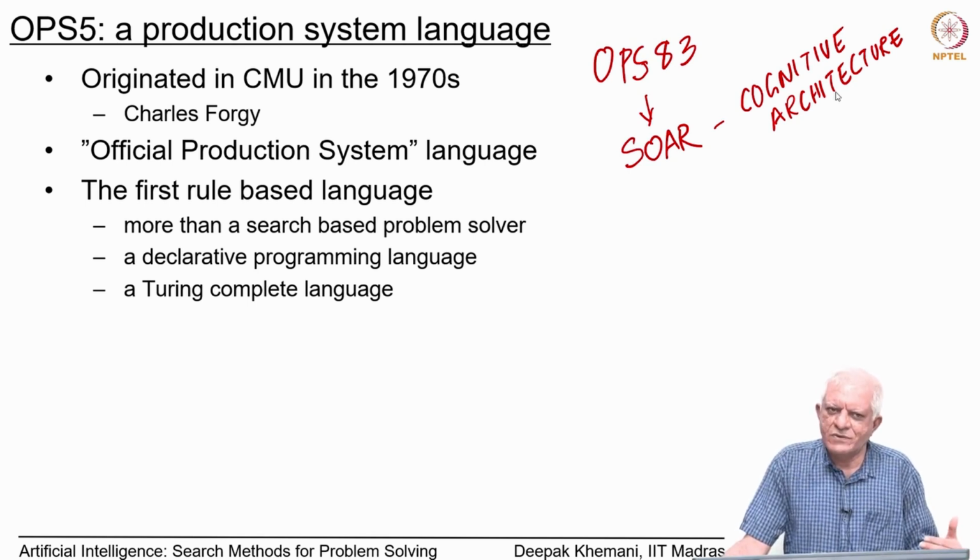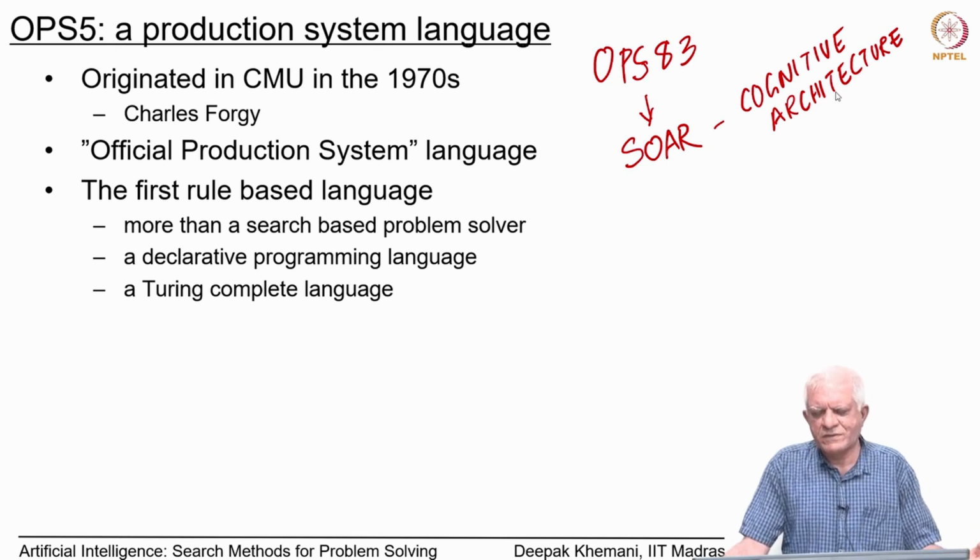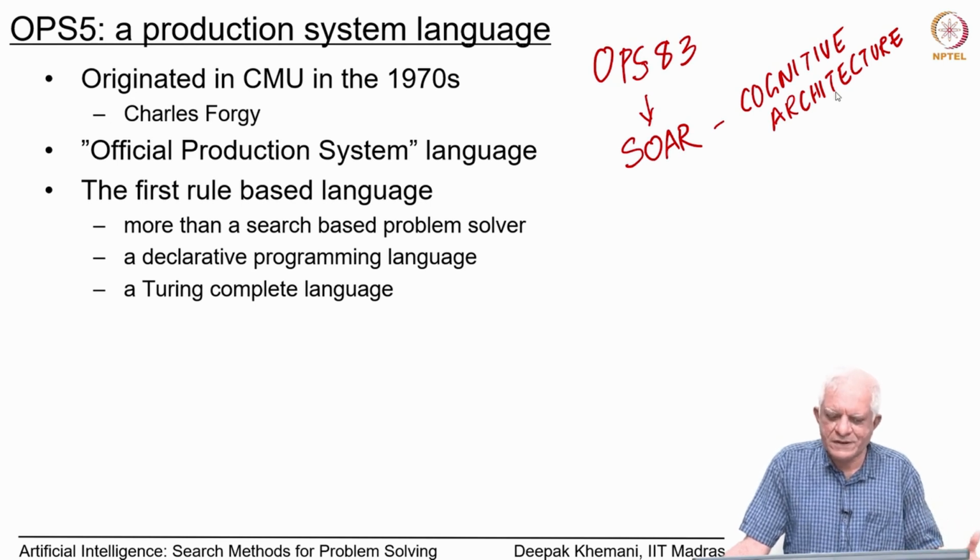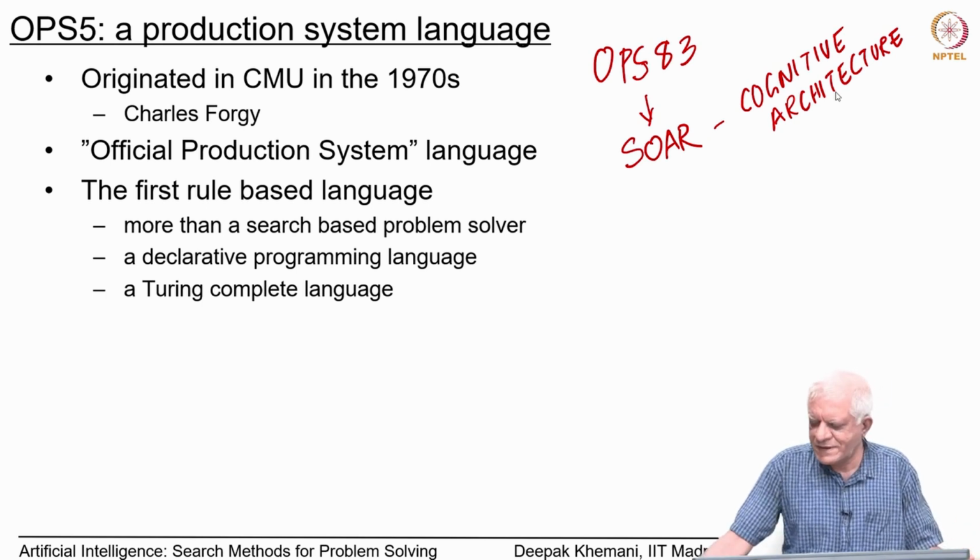Declarative programming means you give in the knowledge related to solving the problem, which is expressed in the form of rules, and a search algorithm takes care of implementing that knowledge essentially. But as we have mentioned, it is a Turing complete language, which means anything you can do in any programming language, you can do it in OPS5 essentially.